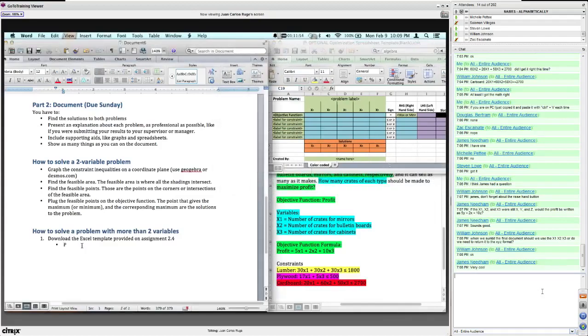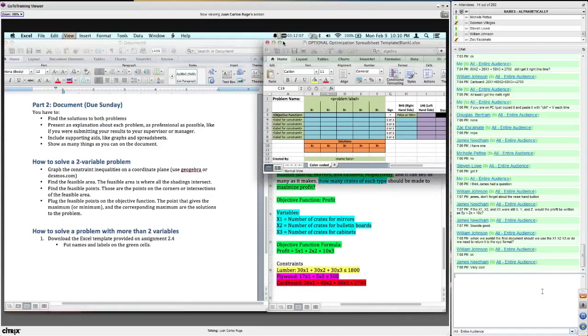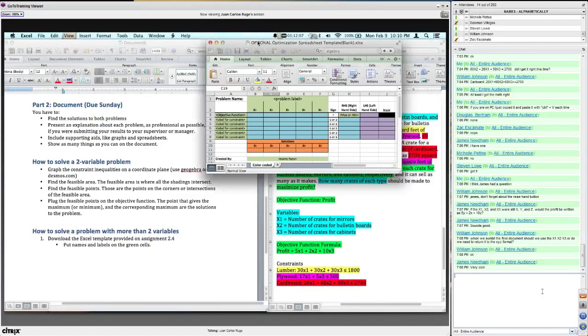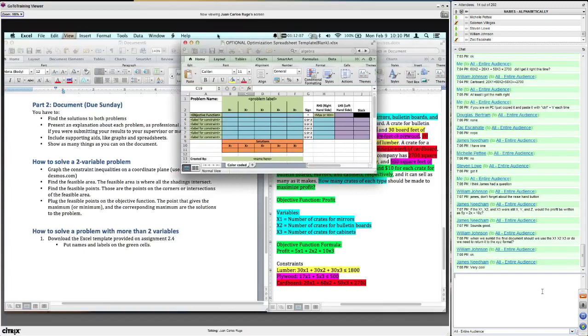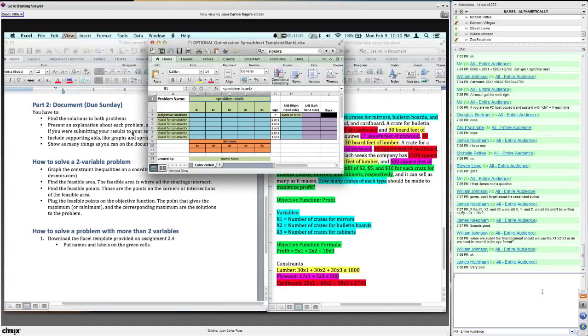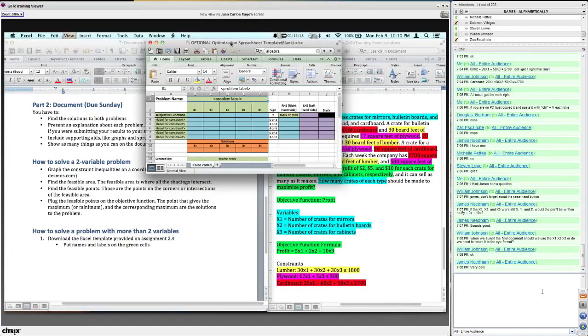First, put names and labels on the green cells. Only names and labels. So here, first of all, what is the problem name? What is the name of the problem? Can you tell me what is the name of this problem we're talking about? Can you give me a nice label?